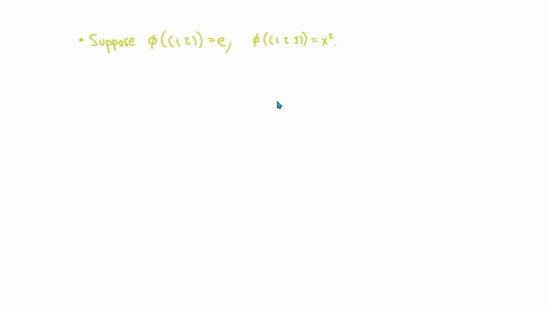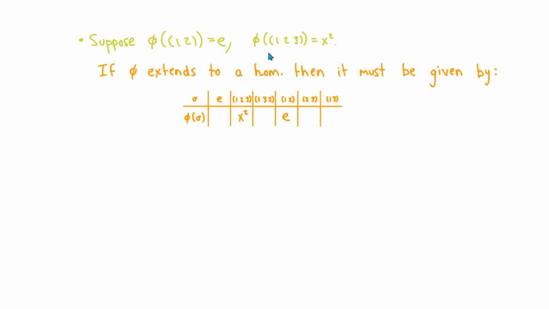Next, how about the choice phi of (1 2) equals the identity and phi of (1 2 3) equals x squared? Does this choice extend to a homomorphism from S3 to C6? Well, as before, let's determine, if this were a homomorphism, what its values would be at the other elements of S3. Here we can use some of our scratch work from the previous example. Of course, any homomorphism would have to map the identity to the identity, and since (1 3 2) is (1 2 3) squared, phi of (1 3 2) would have to be phi of (1 2 3) squared, which in this case would be x to the fourth.